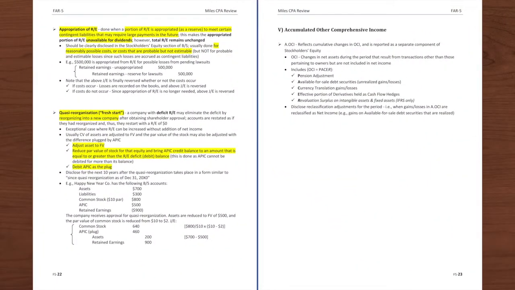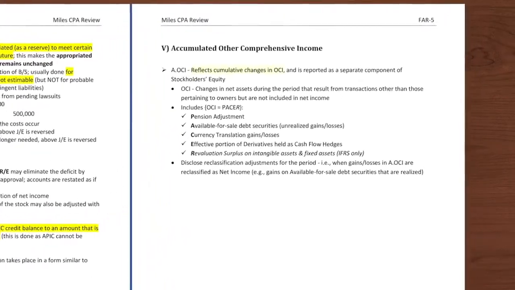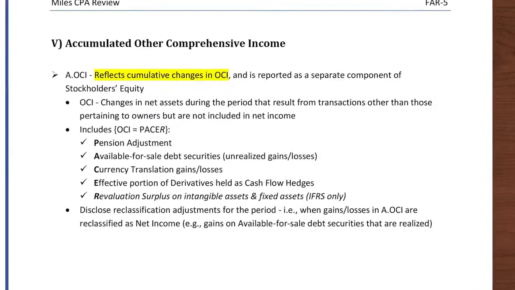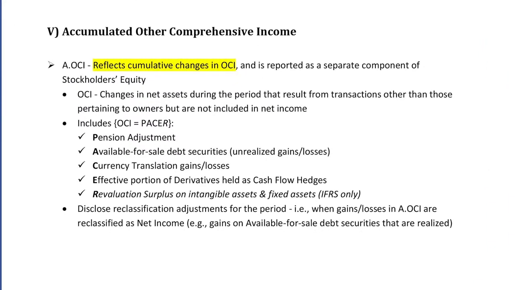On page 23, we're looking at accumulated OCI. Now this highlight reflects cumulative changes in net assets resulting from certain transactions not included in net income and not affecting retained earnings. So these go to other comprehensive income on the comprehensive income statement, and from there they flow to the balance sheet into accumulated OCI. Now we know the mnemonic for the components of accumulated OCI is PACE under GAAP. For IFRS, you have an extra R, it becomes PACER.